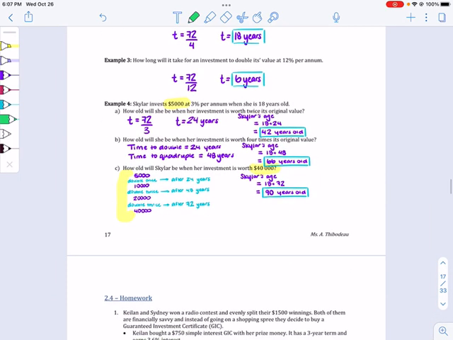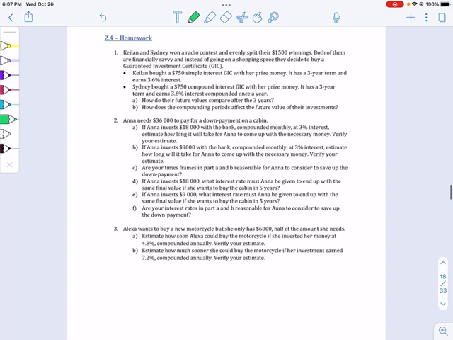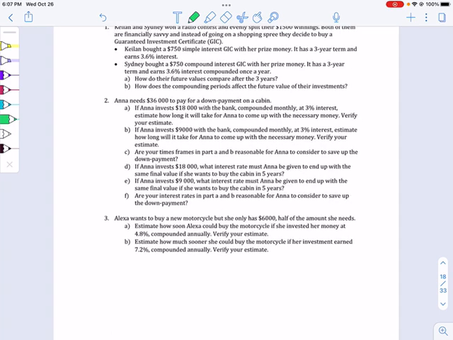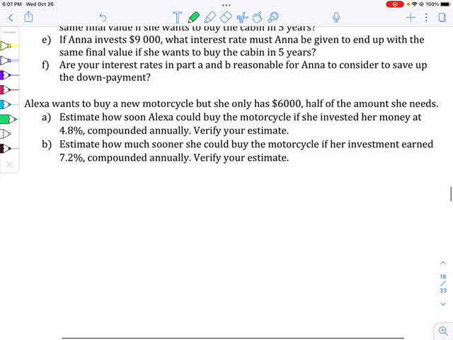And that's it. So hopefully the notes did make sense, and hopefully this recap helped. There is practice that follows, not a whole ton of it. Just one thing I will point out in the practice. For example, question 3. Here I see, estimate how soon Alexa could buy the motorcycle. As soon as I see estimate, I'm looking at a length of time. I'm looking at that rule of 72, which shouldn't be a surprise.